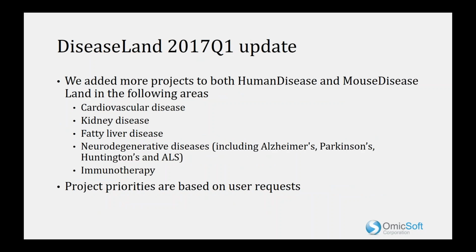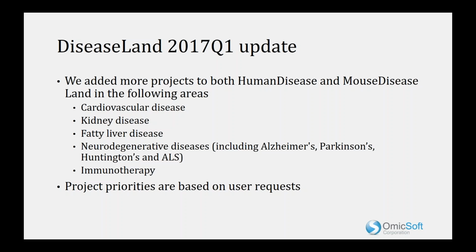So for the DiseaseLand update, we actually get multiple requests with project lists. It's actually a recommended way, so don't feel that you put a lot of pressure on us when you're sending us a request. It's actually good for us to prioritize those project lists because there are so many projects we can curate. We do want to prioritize based on your need.